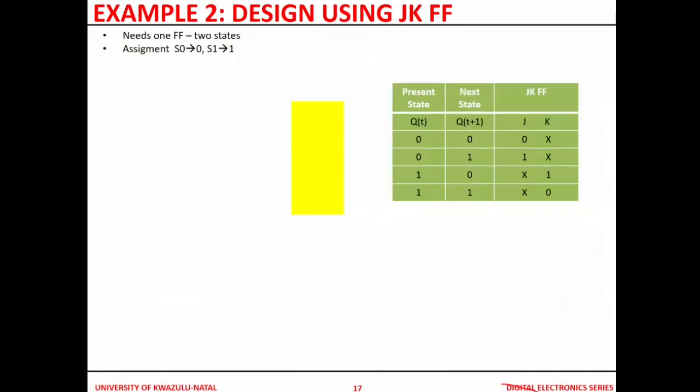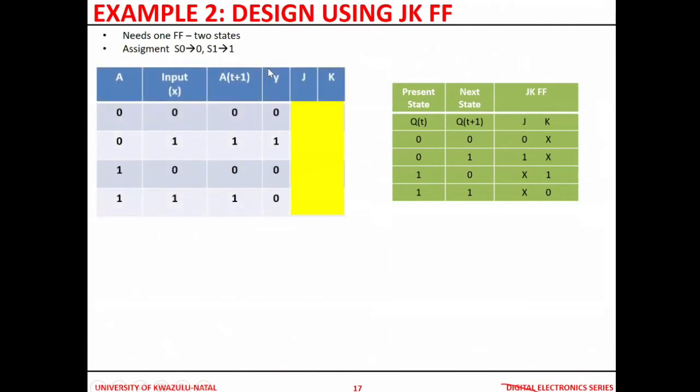So, we said there are 2 states. 2 states, you will only need 1 flip-flop. 2 to the power of n. So, for 1 flip-flop, state 0, you call it 0. State 1, you call it 1. So, how did we get that? This is state 0. State 0, we called it 0. That was state 0. State 1, we called it 1. That is the next state. Then you've got your Y.